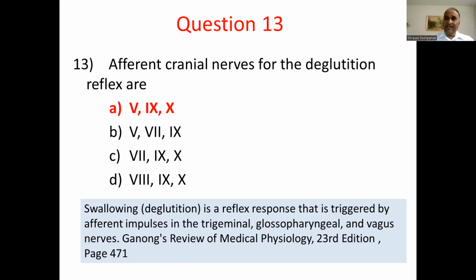If you have a problem in the glossopharyngeal nerve, you have difficulty in swallowing. If you have a problem in the trigeminal nerve, you have difficulty in swallowing. If you have a problem in the 10th cranial nerve, you have regurgitation because the food comes back through the nose, nasal regurgitation. So swallowing is a reflex response that is triggered by afferent impulses generated in the trigeminal, glossopharyngeal, and vagus nerves. It is present in Ganong's page 471.